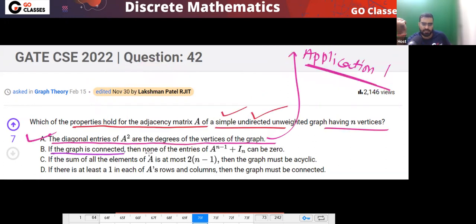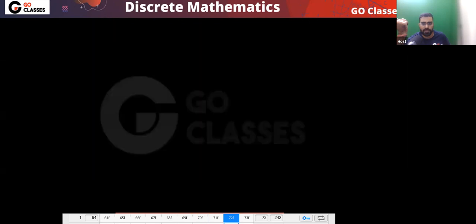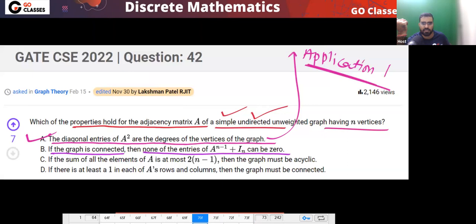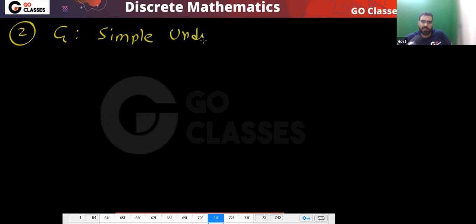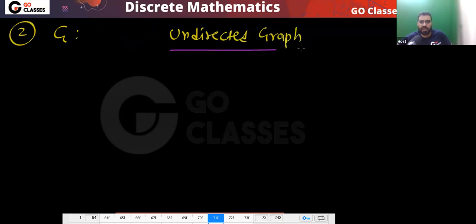If the graph is connected, then none of the entries of A power N minus 1 plus IN can be zero. We have seen this application, but this is not the same as that. If you remember, we have proven it. For option B, we have proven that if you have an undirected graph, you don't need it to be simple, only undirected is enough.